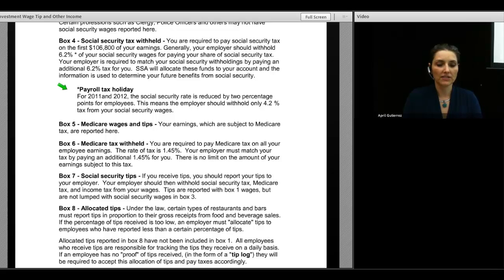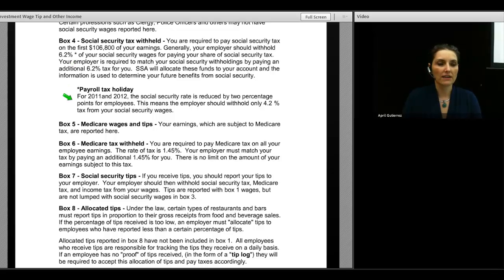Now, there is an asterisk next to this 6.2%, and the reason for that is we are on a payroll tax holiday right now. For 2011, and it has been extended all the way through 2012, the Social Security rate is reduced by 2 percentage points for employees. And this means the employer should withhold only 4.2% of tax from your Social Security wages. But the employer is still subject to the full 6.2% on their half.